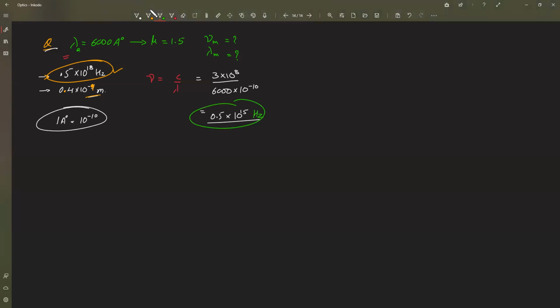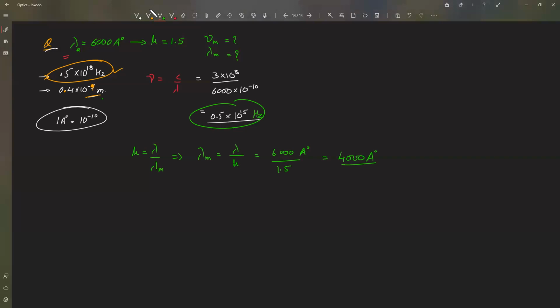So this is the frequency of light, and now you have to find the wavelength. What do we know about mu? Mu is equal to lambda in air divided by lambda in the medium. You have to find lambda in the medium. So lambda in the medium will be equal to lambda in air divided by mu, so 6,000 angstrom divided by 1.5. 6 by 1.5 is 4, so this is actually 4,000 angstroms.